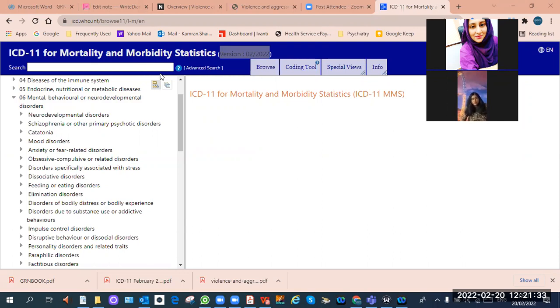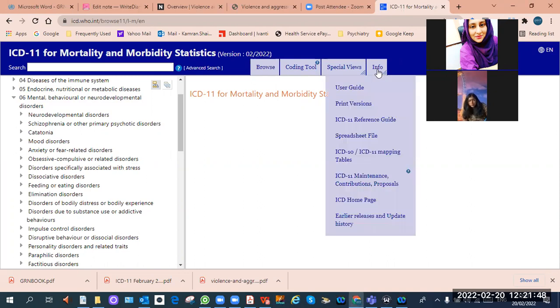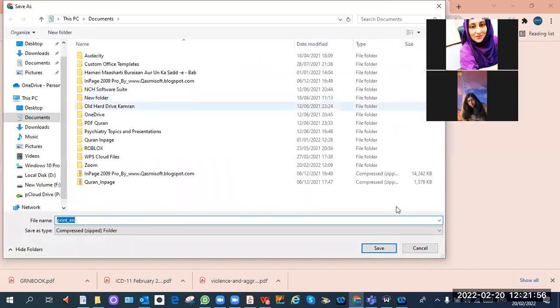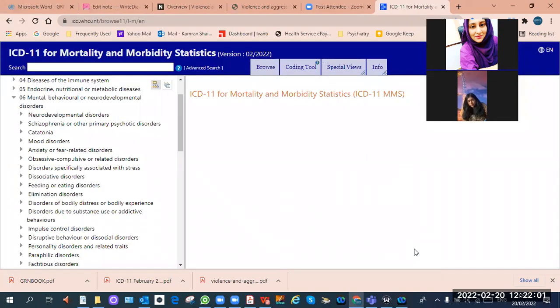Okay, here is the link to ICD 11. I usually have to do some processing before I make it available to you. What I do is go to info, then print versions, and sometimes when you click the print version it gives you a zip folder. Then you go for chapter 6 and it gives you the Word file, and then I convert that Word file into a PDF file, and that's how I made it.